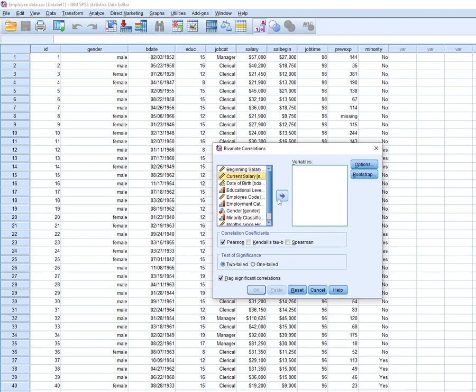I'll select current salary and also education level. If you check on the correlation coefficient, at the moment we are doing Pearson correlation. Of course, we're just following the assumption of this guy called Pearson. So even for chi-square, we did Pearson chi-square, just the same idea from this guy called Pearson.